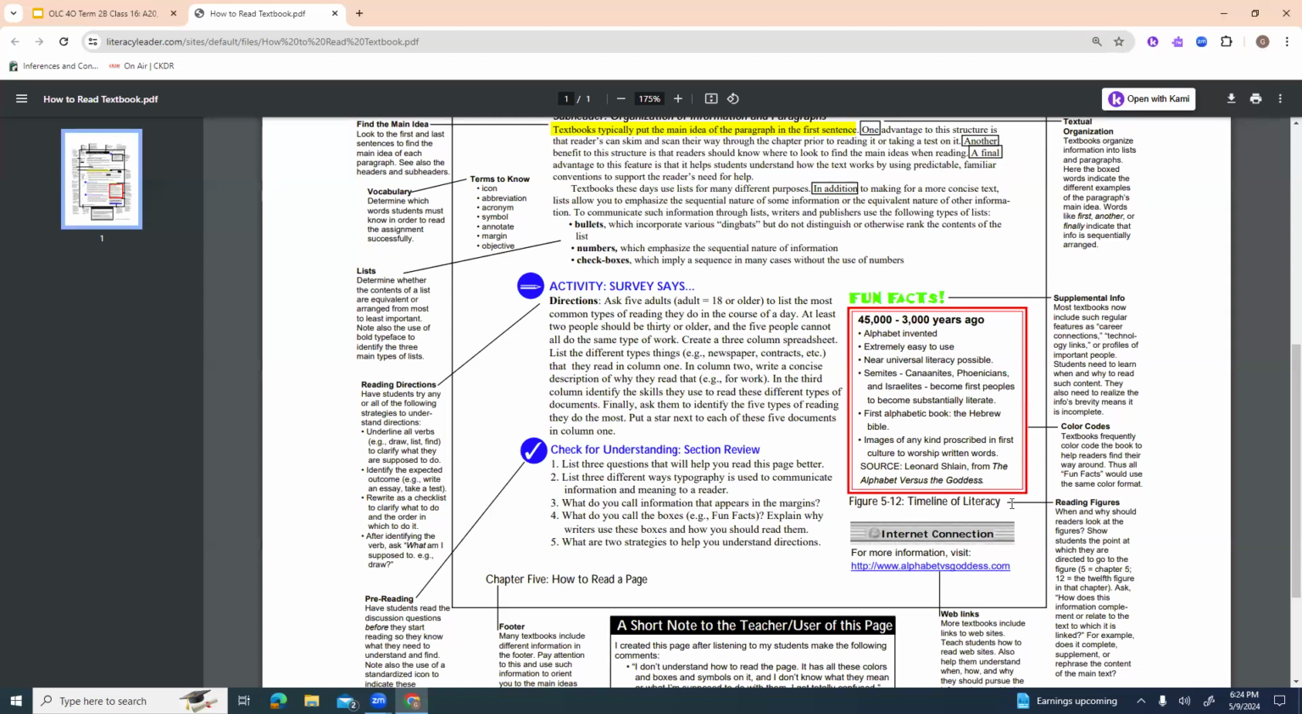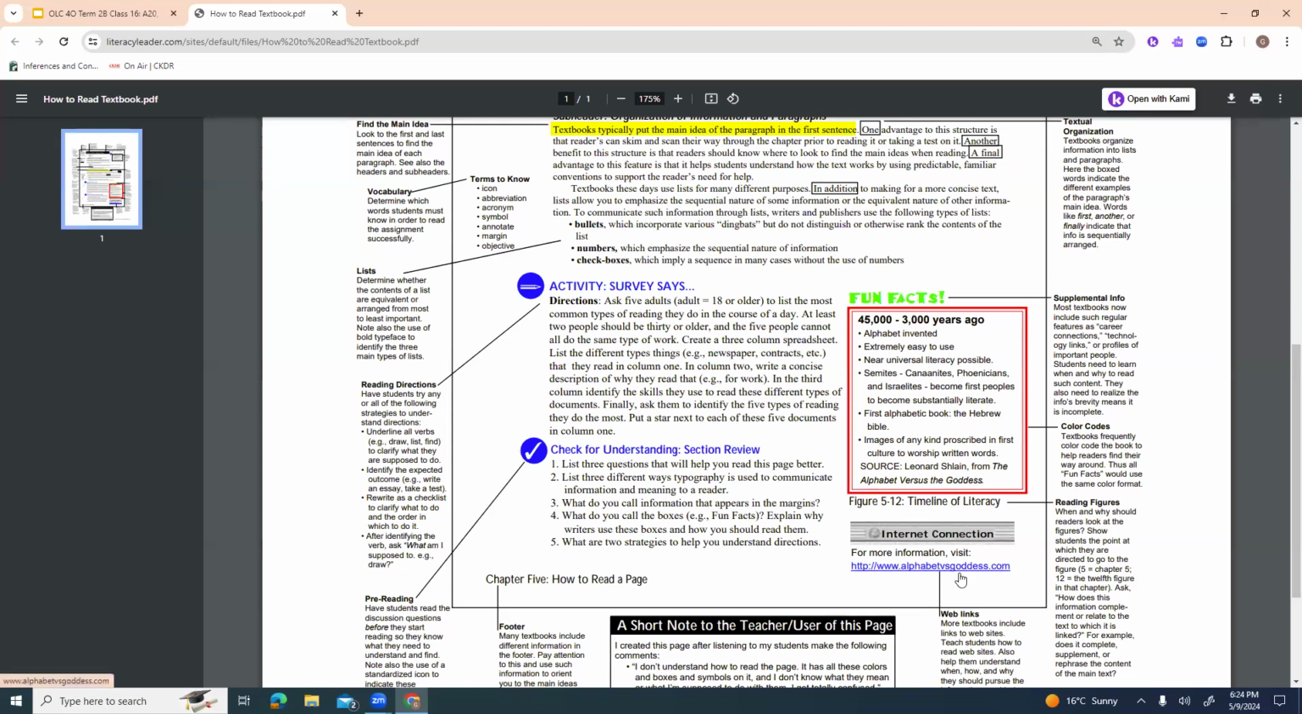Figures. Figures is a fancy book word for a graphic. So if it says figure 5-12, it means in chapter 5, this is the 12th picture. And number 1 could have been a graph, and number 2 might have been a map, and number 3 might have been a photograph. And they just kind of label them all. I have no idea why. It probably helps when they're creating the book, but that is one of the things that you can do.